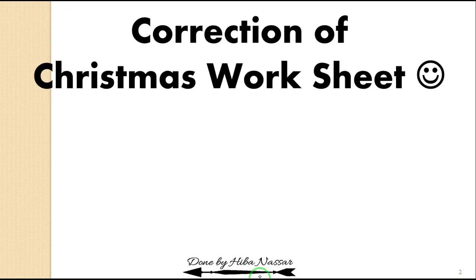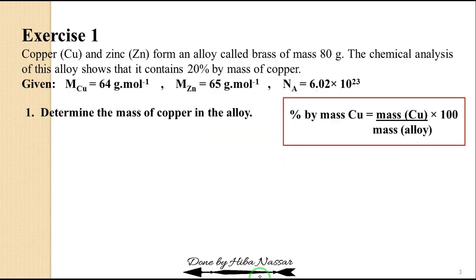Today we are going to correct our Christmas worksheet. Now let's start with exercise number 1. Copper with the chemical symbol Cu and zinc Zn form an alloy called brass of mass 80 gram. The chemical analysis of this alloy shows that it contains 20% by mass of copper.